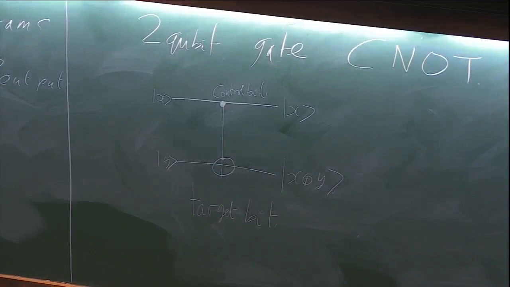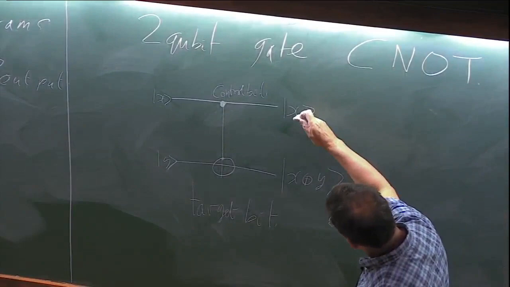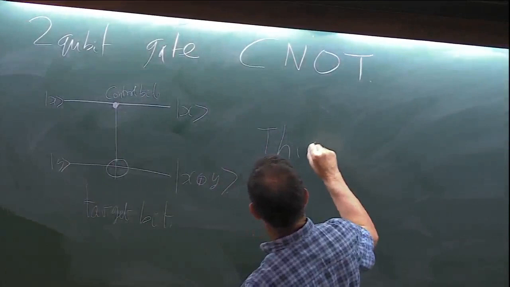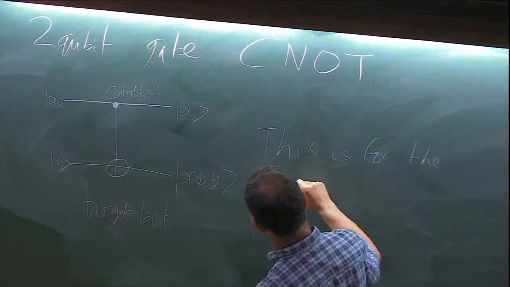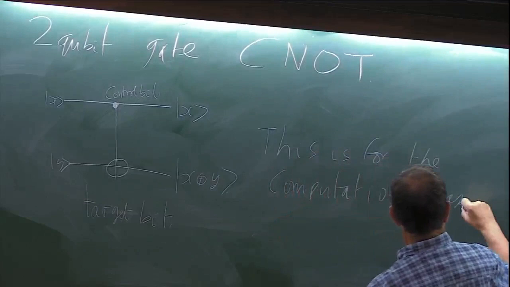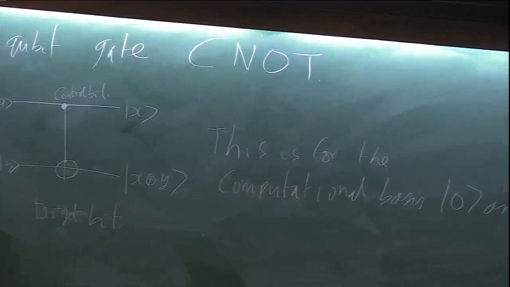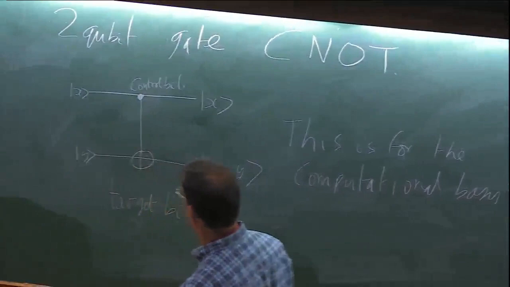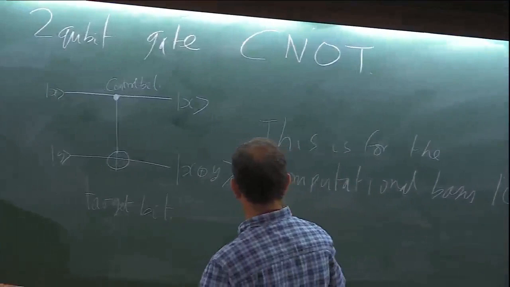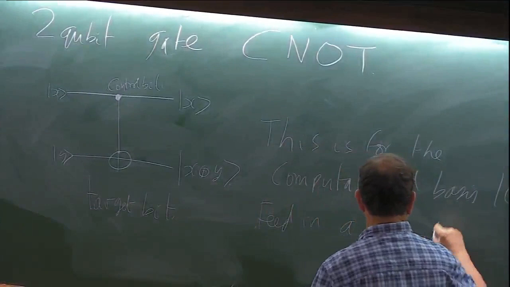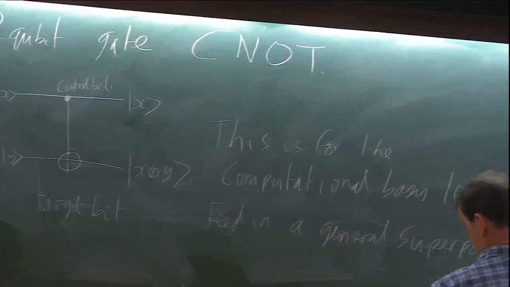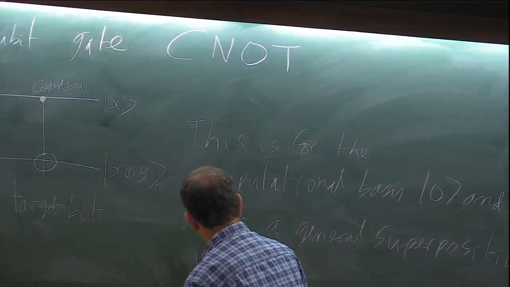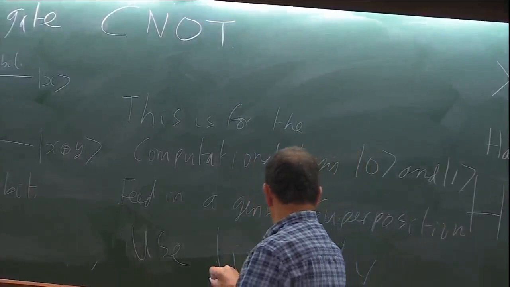So statements like this refer to the computational basis, by which I mean 0 and 1. Of course, you don't have to feed in either 0 or 1 into these circuits. The whole point is that you're going to feed in a linear superposition of stuff. But then, to figure out what happens if you feed in a general superposition, you use the fact that these circuits are linear. So we'll give an example of that.